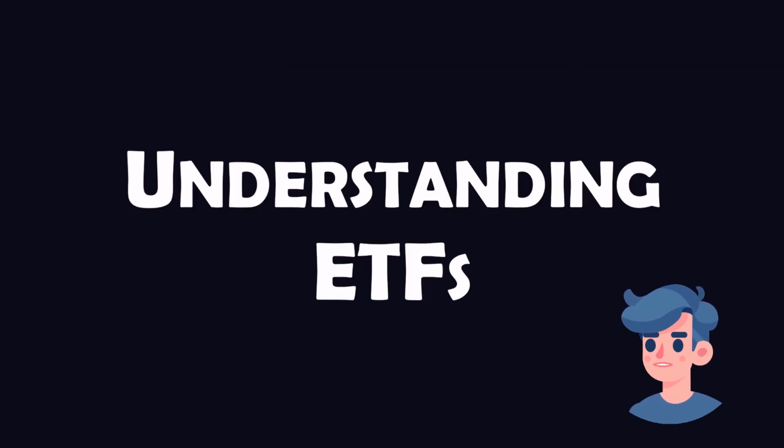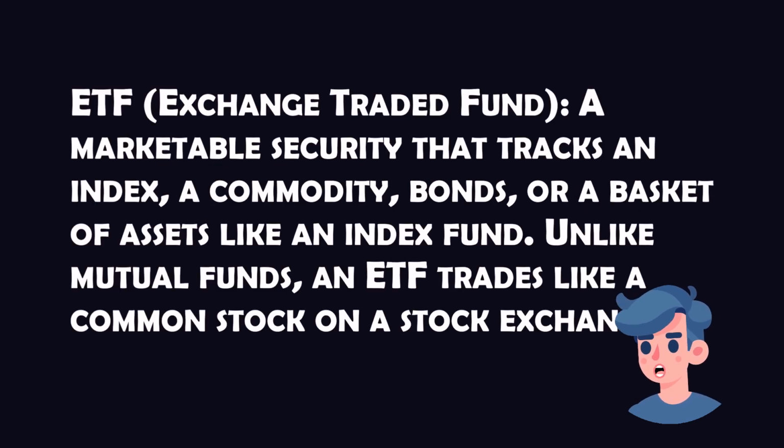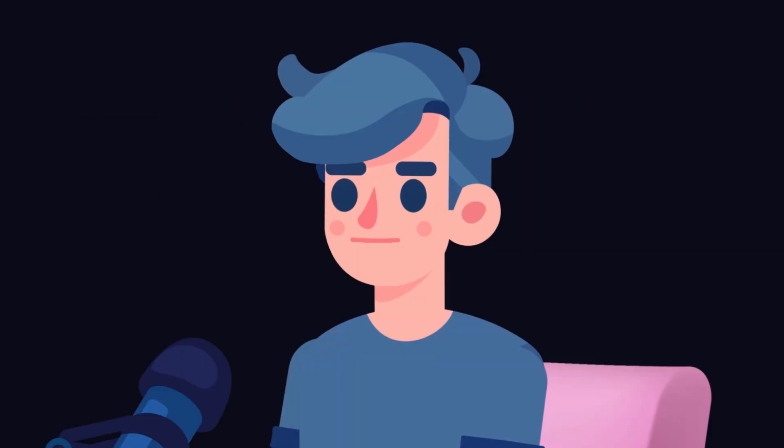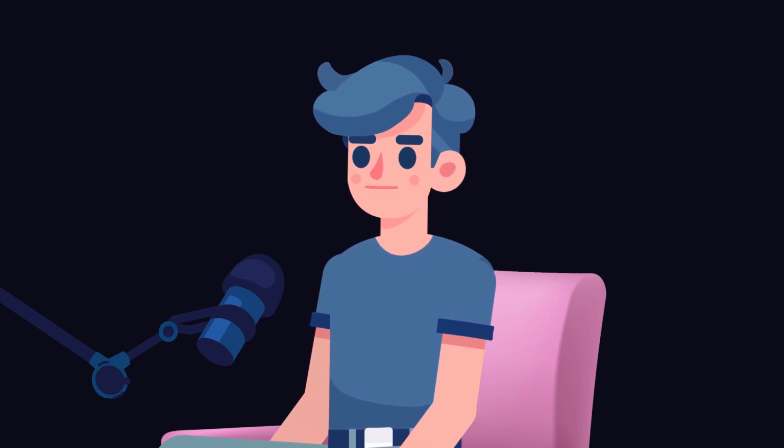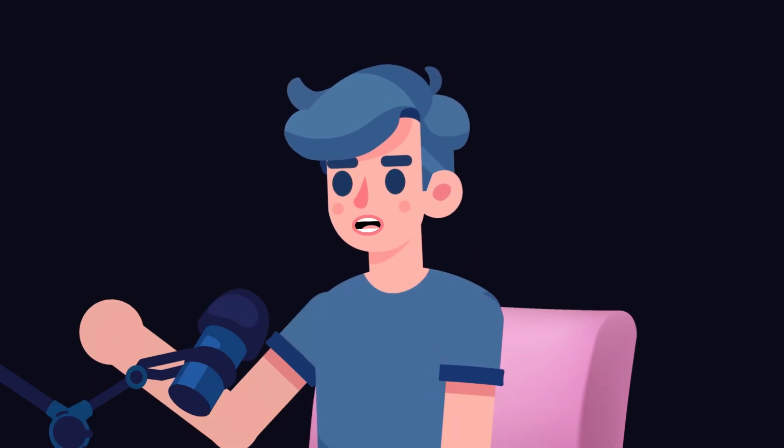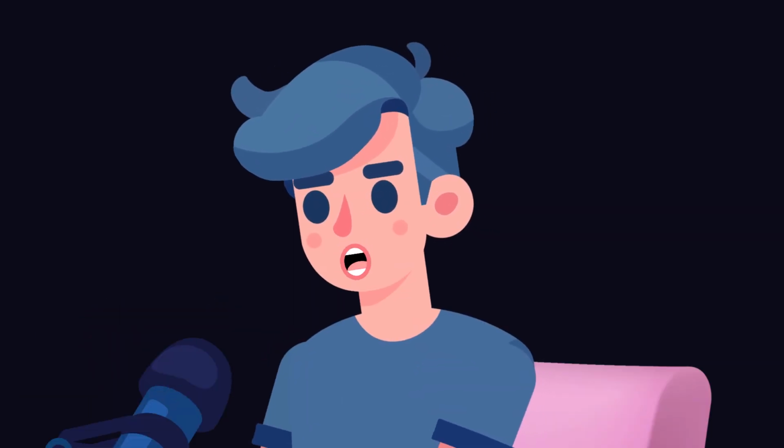Let's talk about ETFs, or exchange-traded funds. Like mutual funds, ETFs are a basket of securities, but they trade on an exchange like a stock. This means they can be bought and sold throughout the trading day at market price. For instance, you might buy shares of an ETF that tracks the S&P 500, meaning you're effectively investing in all the companies in that index. If the value of the S&P 500 increases, so does the value of your ETF shares, and vice versa.